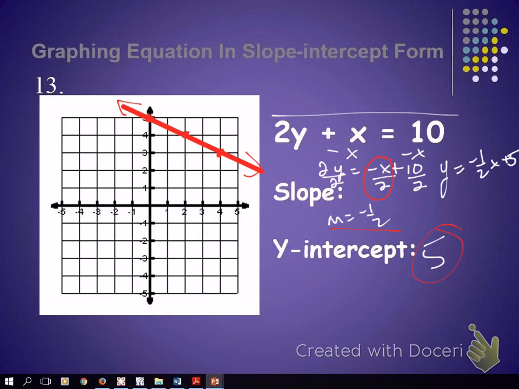So we go to 5 on the y-axis, plot our point, and then we apply the slope. We do a vertical change of -1, which is down 1, and a horizontal change of right 2. And we go again, down 1, right 2. Those are our 3 points, and so we graph our line. Okay? That's it. That's all there is for this for today, right?